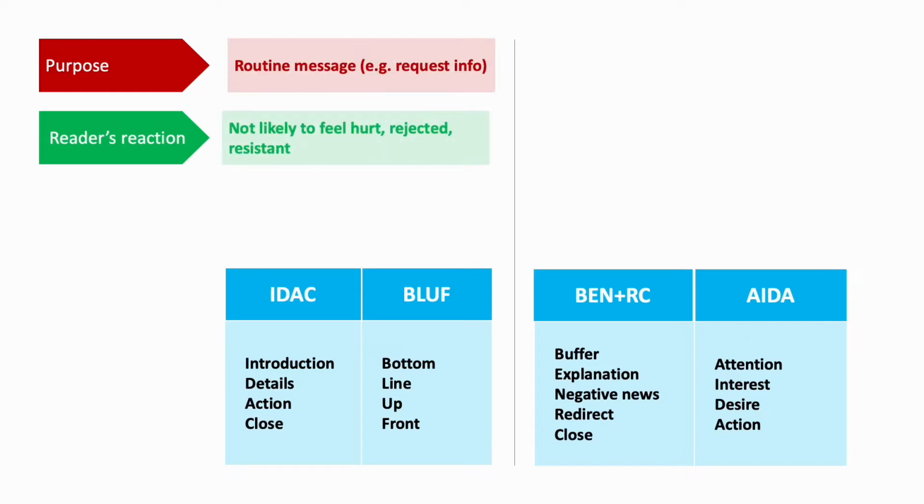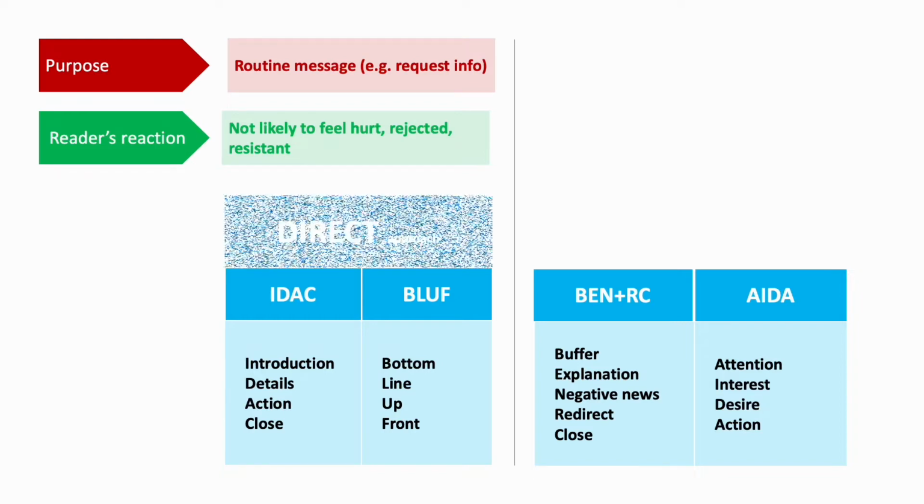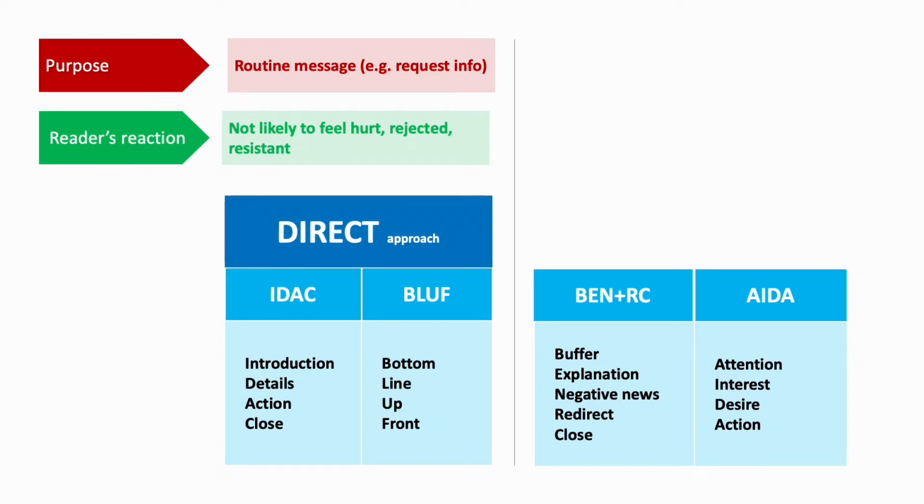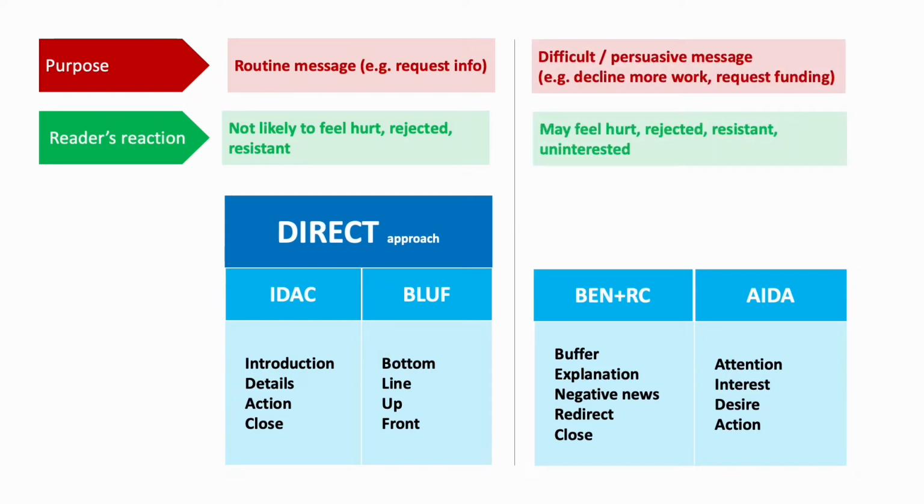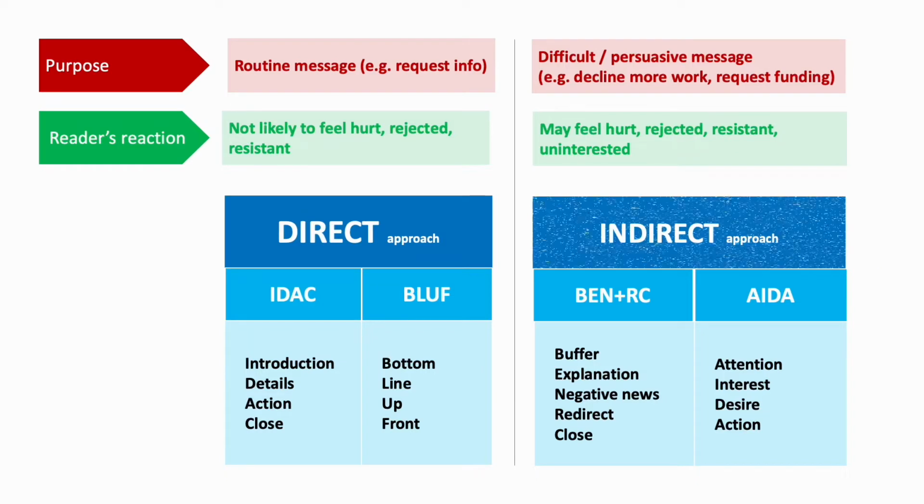If it's a routine message and the reader is unlikely to feel hurt or rejected or resistant, we use the direct approach. This means we state the purpose of the email near the start of the email. If it's a bad news or sensitive or persuasive message, and the reader is likely to feel hurt, rejected, resistant, or uninterested, we use the indirect approach. This means we lead with information and reasons that build up to the bad news, sensitive, or persuasive message.